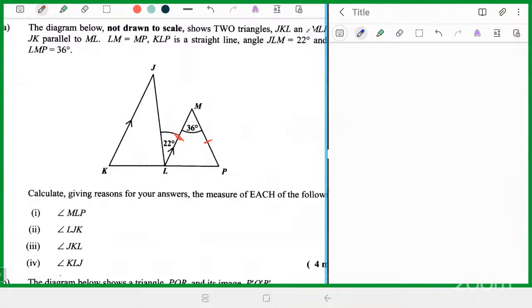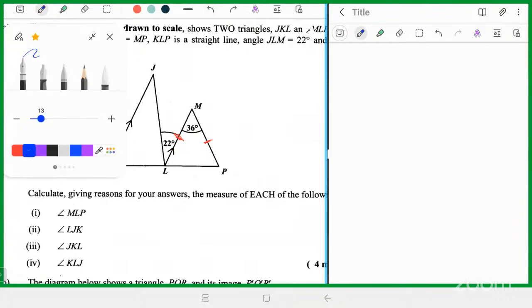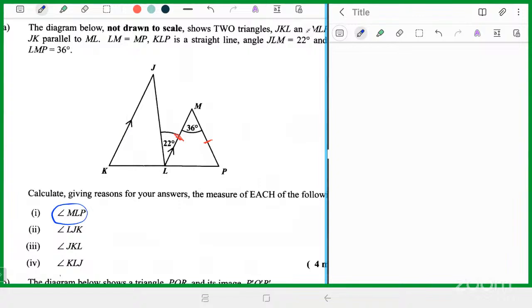All right. So they want the angle MLP. Where is that? MLP. That's this angle down here. So this question is asking us for this angle down here. Let me use that blue ink. So this question is asking us for this angle: the angle between M, L to P. M to L to P.